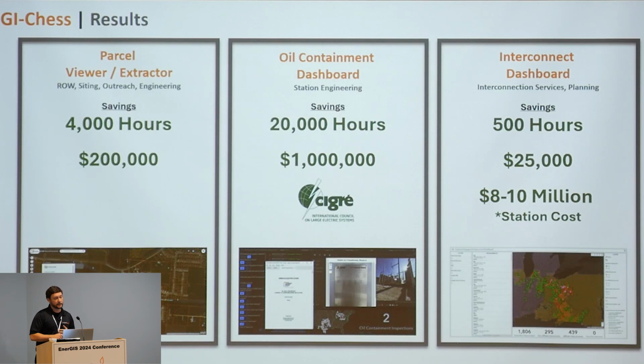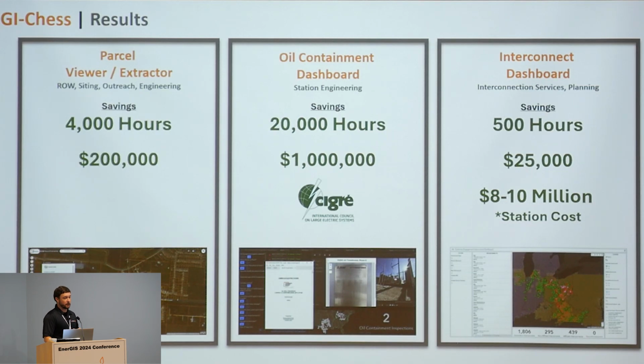The third one is the interconnect dashboard. This was for interconnection services and planning. This one didn't have so much on the time savings, but what did happen with this product was, one week after we put it in production, the director of interconnection services went in there and was researching one of the proposed interconnects that we were planning on building a station for, and found that it was actually outside of the RTO. So we were able to pass that cost off to the customer, and it actually saved AP $8 to $10 million of that station cost, which made her very, very happy.